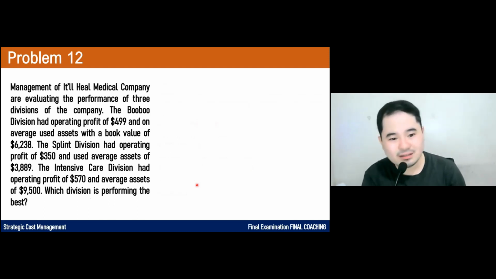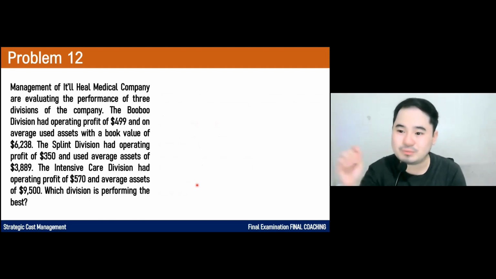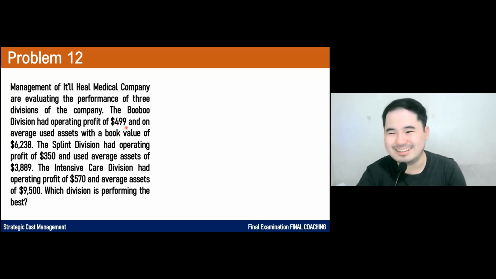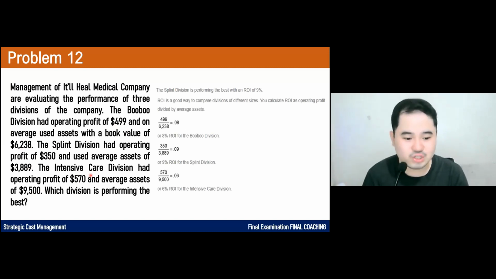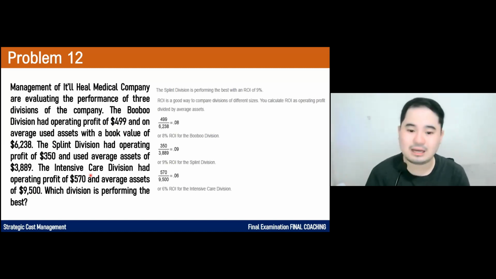Okay? Errol Hill Medical Company will be evaluating the performance of their 3 divisions. Okay? So we have Boo Boo division, 499. Average assets is 6238. Splint is 350 over 3889. And then intensive care is 570 over 95. Mas may kahulugan ng ROI kung magagamit mo na siya as a point of comparison. Ano daw po ang division na nagpa-perform ng pinakamaganda?